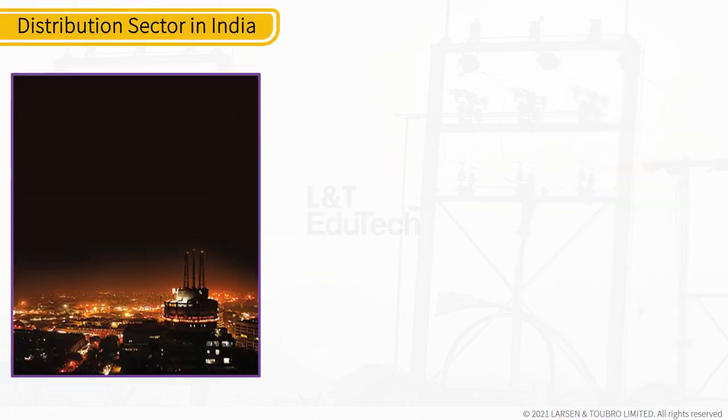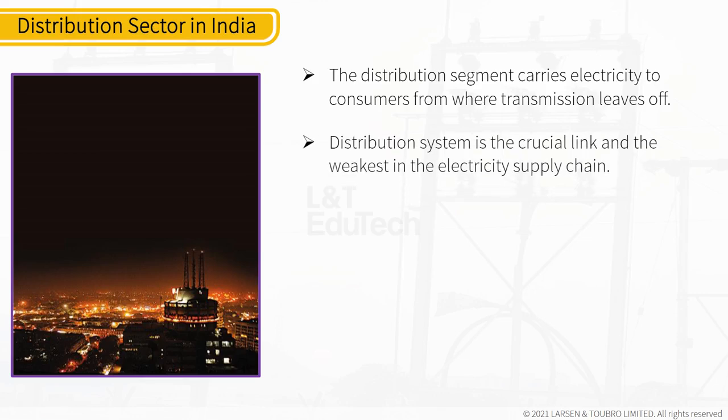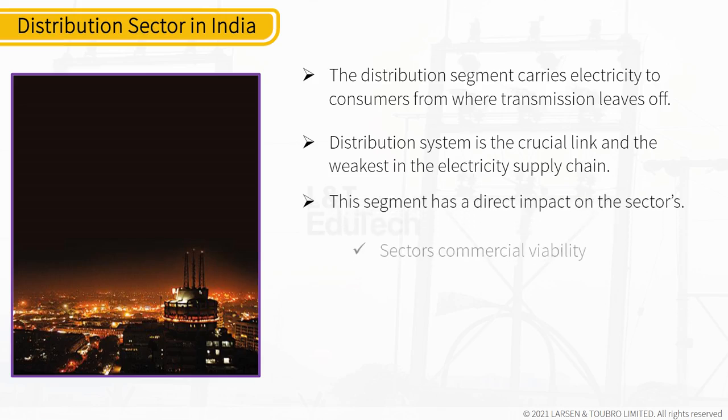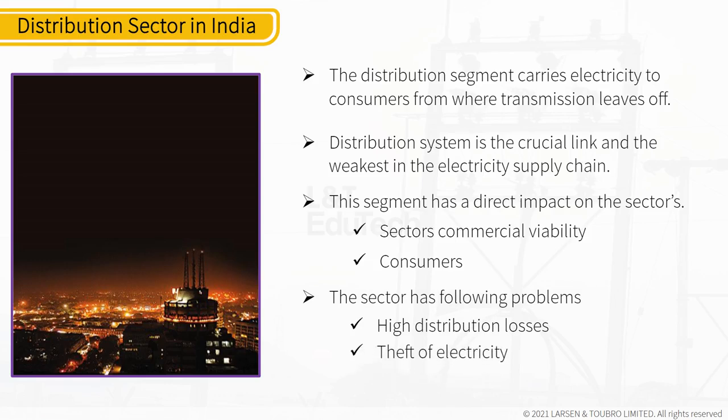Let's start off with the distribution sector in India. The distribution segment carries electricity to consumers from where transmission leaves off. The distribution system is the crucial and weakest link in the electricity supply chain. This segment has a direct impact on the sector's commercial viability and on consumers. The sector has the following problems: high distribution losses, theft of electricity, and poor financial health of utilities.